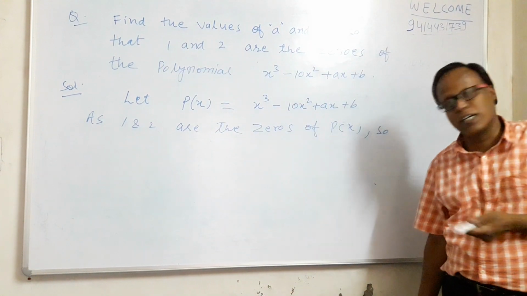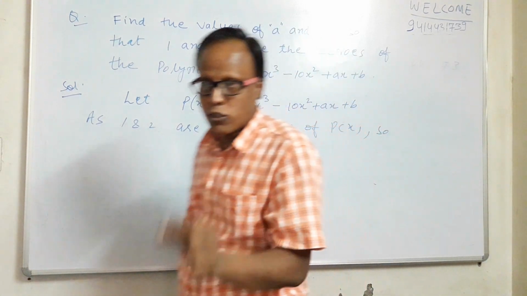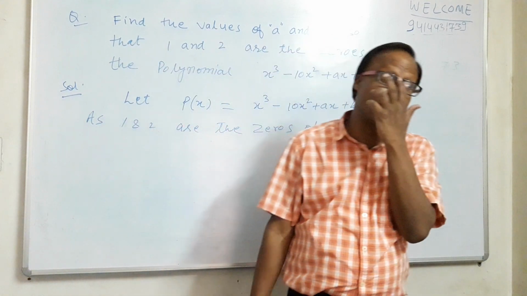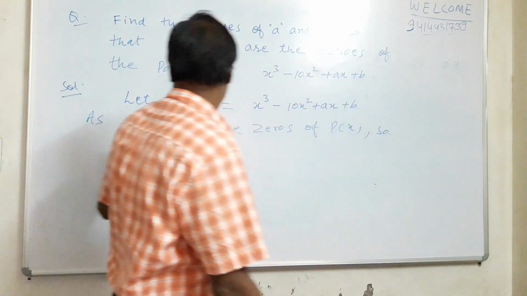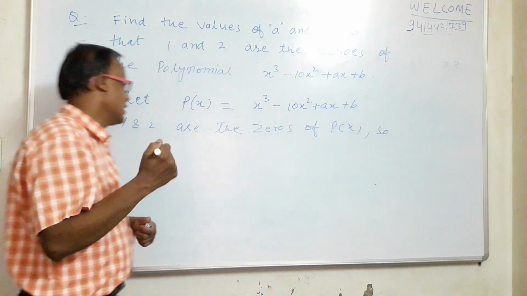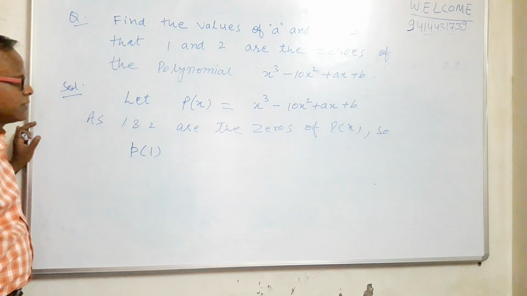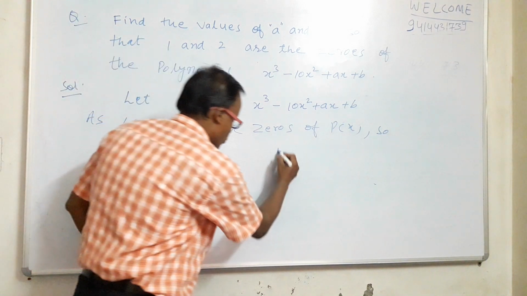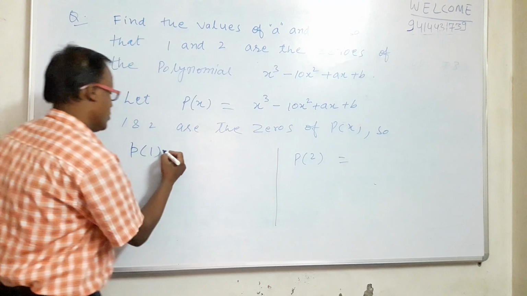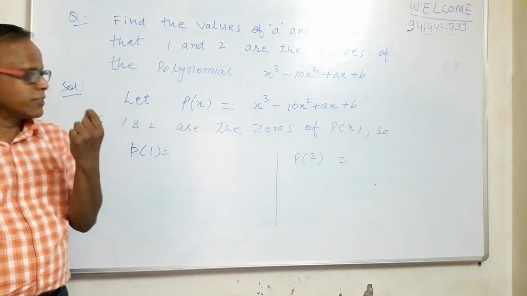Last class, we discussed that zero of the polynomial means for a particular value of the variable, the value of the polynomial must be equal to 0. So as 1 and 2 are the zeros of the polynomial, first we have to calculate the value of P(1), then calculate P(2) and put both equal to 0. So what is P(1)? In place of x, put 1.